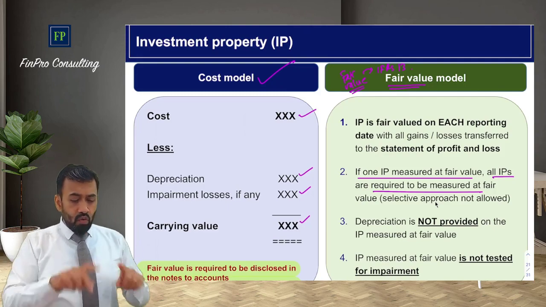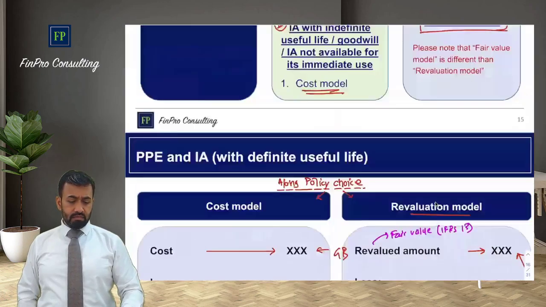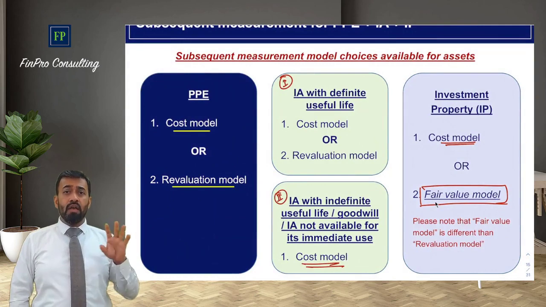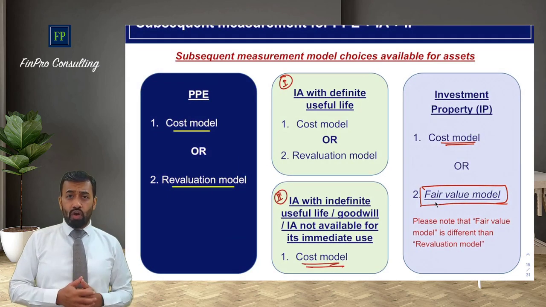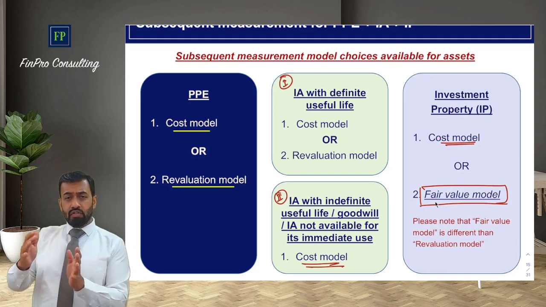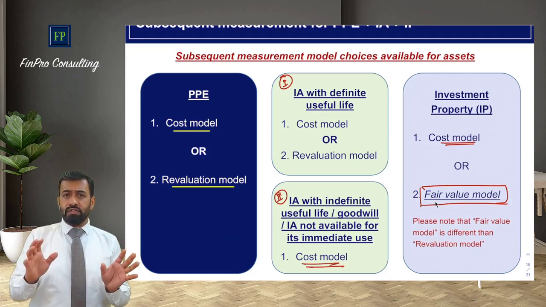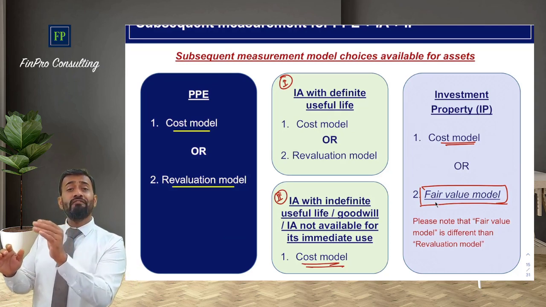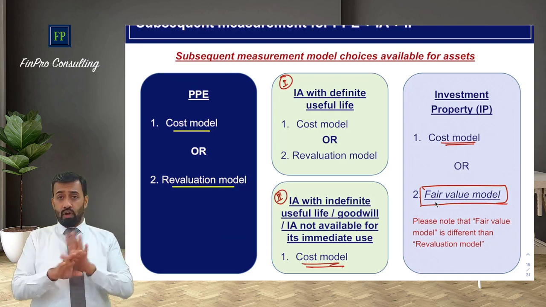Okay, so a quick summary of this is given here. For PPE, you have the cost model or the revaluation model. It depends on which model you would like to select. For all three types of assets, PPE, intangible assets, and investment property, there is a choice. Either follow the cost model or the revaluation model for PPE and intangibles, and the cost model or the fair value model for investment property. Intangible assets with indefinite useful life, only the cost model.